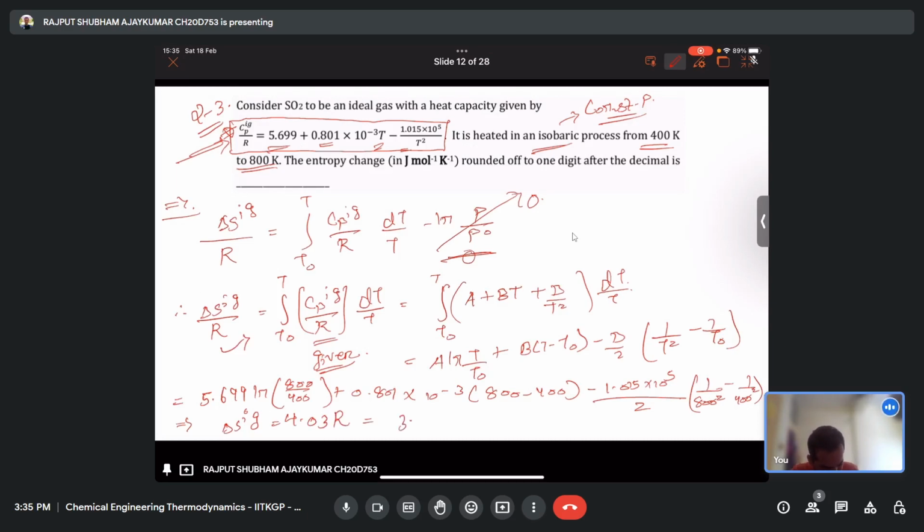That turns out to be 33.53 joule per kilomole Kelvin.